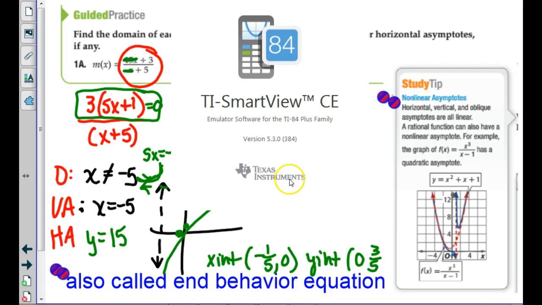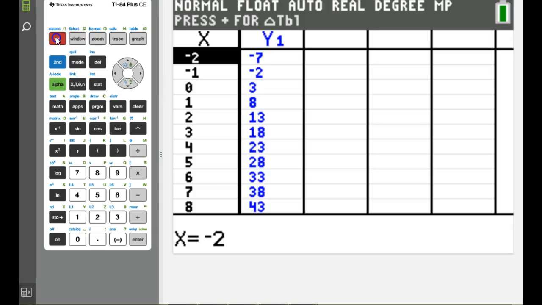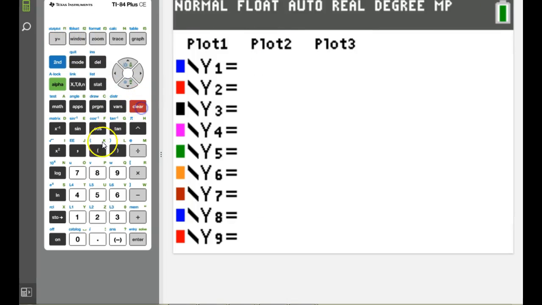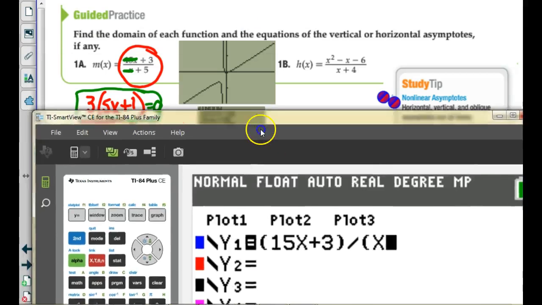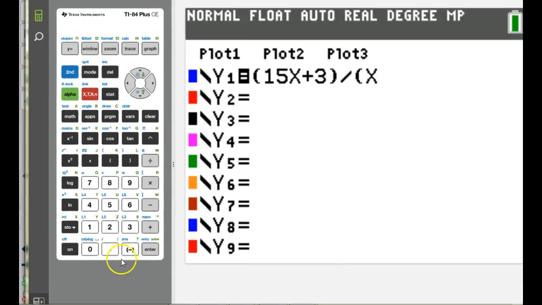I'll go ahead and graph this one. 15x plus 3, is that what we started with? So I'm going to y equals, put parenthesis, 15x plus 3. Divided by, what was the denominator? X. Oh, you don't have this question. X plus 5. Thanks.